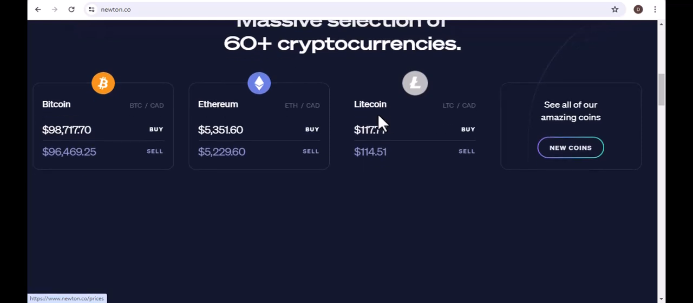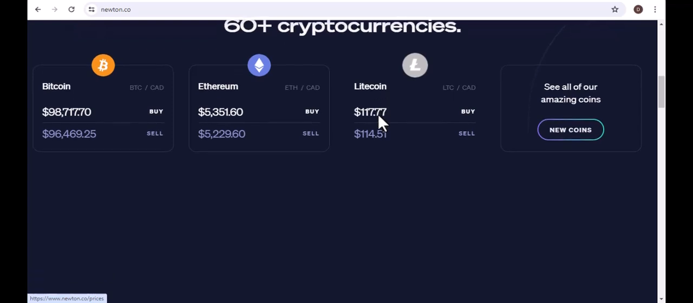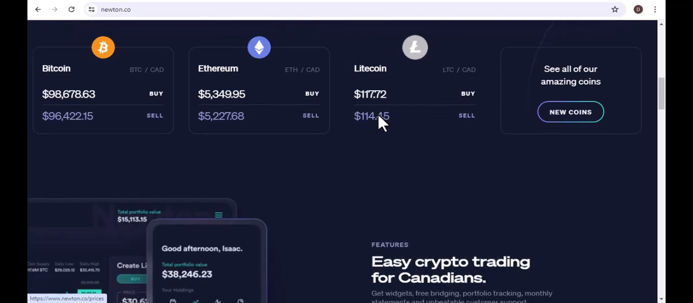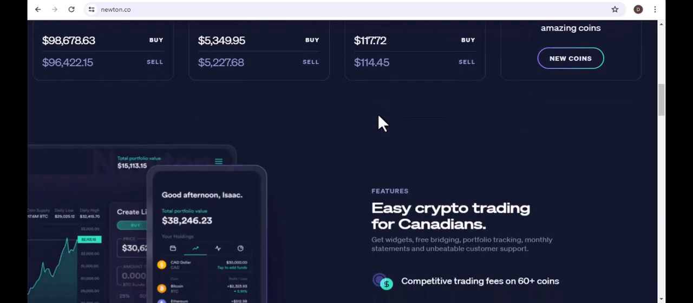While Newton's fee structure is transparent, it's always good practice to check their latest fee schedule for the most up-to-date information. The real cost difference often comes down to the price you get, which is where slippage from market orders can truly impact your overall return.